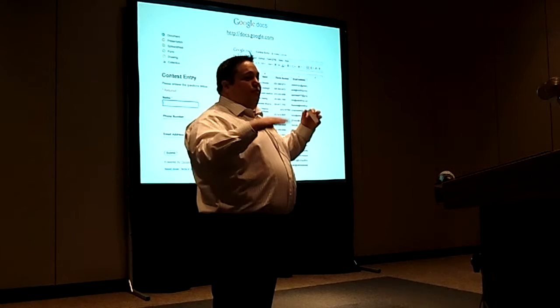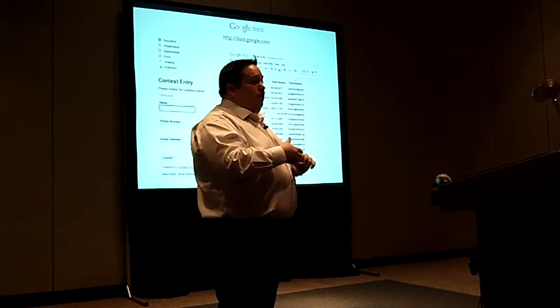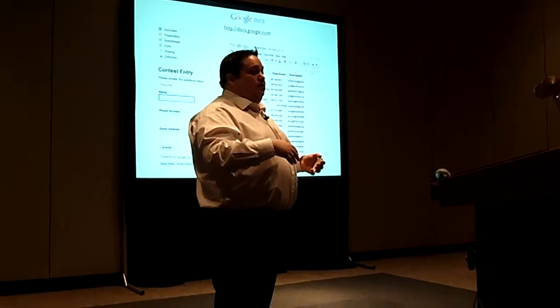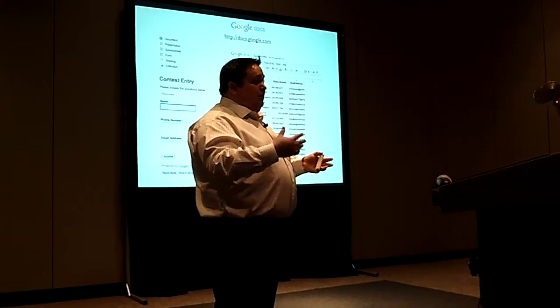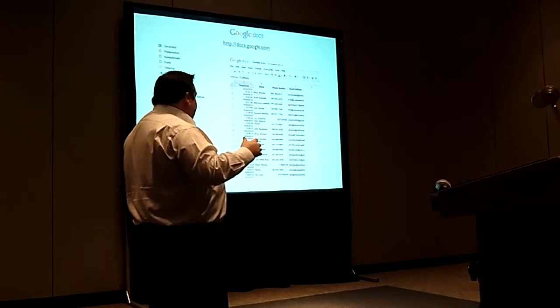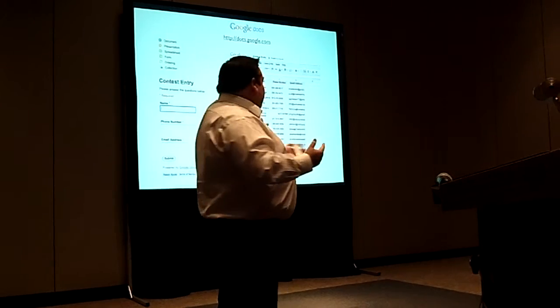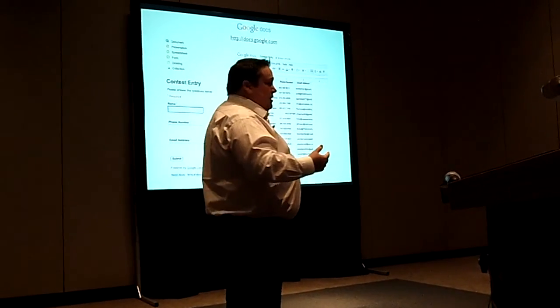Don't put 27 fields. If you make people give you their name, their address, their phone number, their email, their birthday, first child's name, shoe size, all that stuff, they're not going to do it. Keep it really simple. Name, phone number, email address. I've got 2 ways to contact them. It takes them 10 seconds to fill in those things and hit submit.